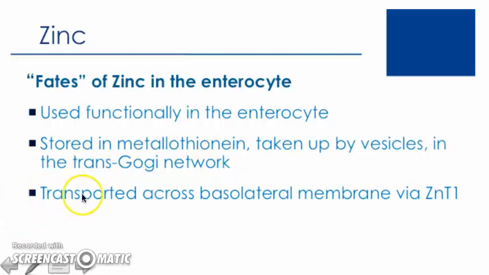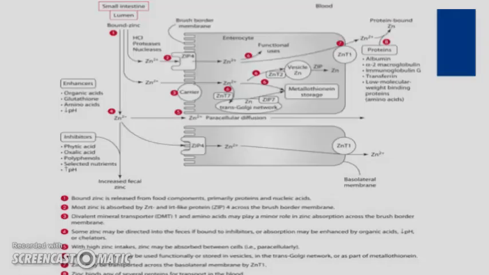Or we can see that it is transported across the basolateral membrane through the ZNT1 transporter. So we can see that largely zinc, once in the enterocyte, may be used, stored, or transported out of the cell. We see that it is a complex process, and there are a number of reactions and processes occurring here.